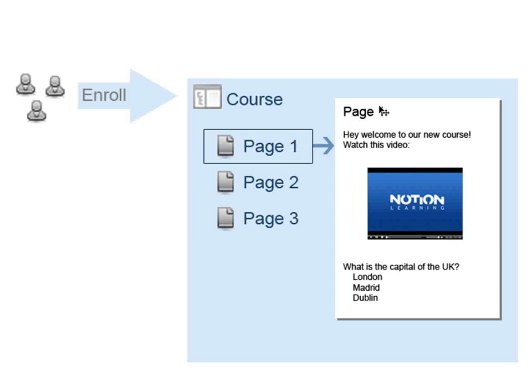We've got page 1 selected in this graphic, and we've got some text here, a video, and then a multiple choice question: What is the capital of the UK? And we've got London, Madrid, and Dublin as our options. So that's the basic structure of an e-learning course within Notion.